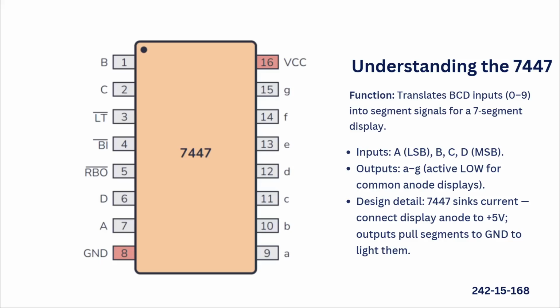remains off. Another important feature is that the 7447 is designed for common anode displays. In this type of display, all the anodes are connected to plus 5 volts. The IC completes the circuit by pulling specific segments to ground, which causes them to light up. For example, if we input the binary value for 5, the IC will automatically turn on the correct segments to display the number 5. So in simple terms, the 7447 IC makes it very easy to convert binary numbers into a visual numeric form without complex programming for manual control.